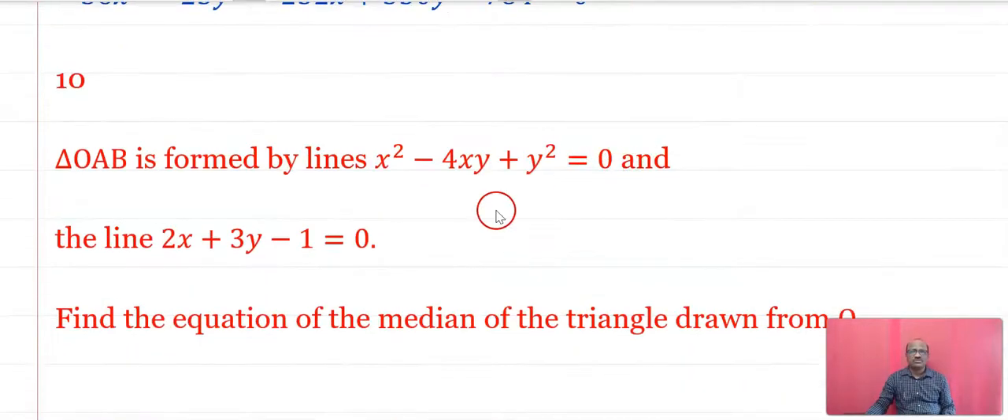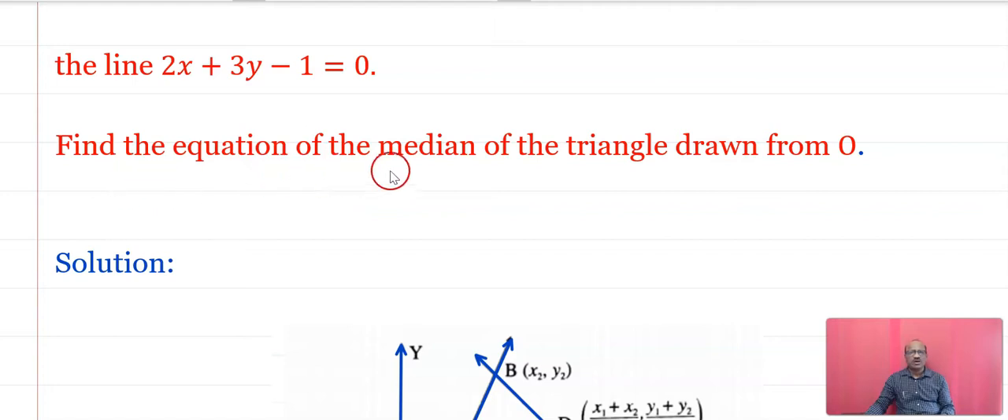Okay. Now the question number 10. Triangle OAB is formed by the lines x square minus 4xy plus y square is equal to 0 and the line 2x plus 3y minus 1 is equal to 0. This was a solved example. Find the equation of the median of the triangle drawn from O.